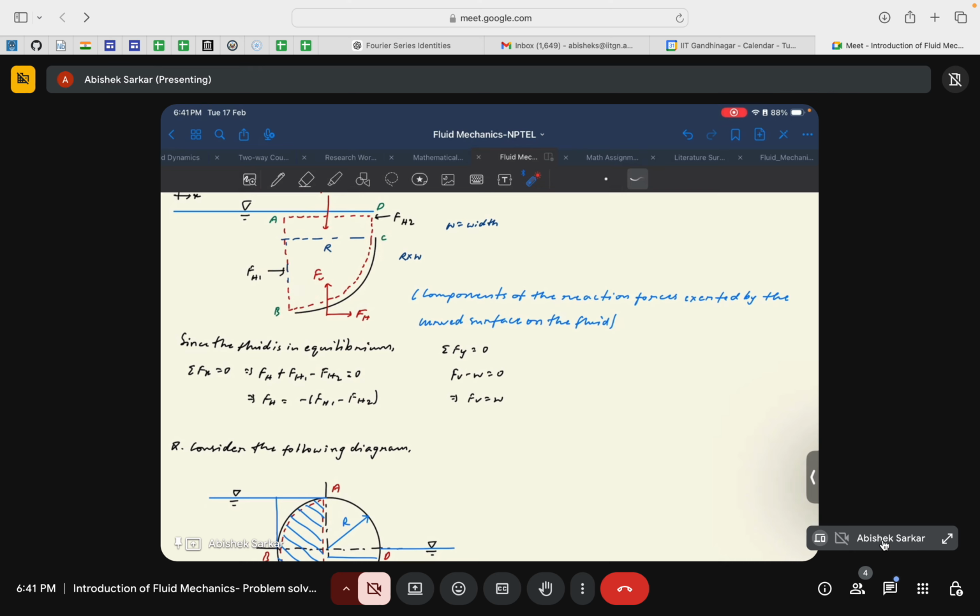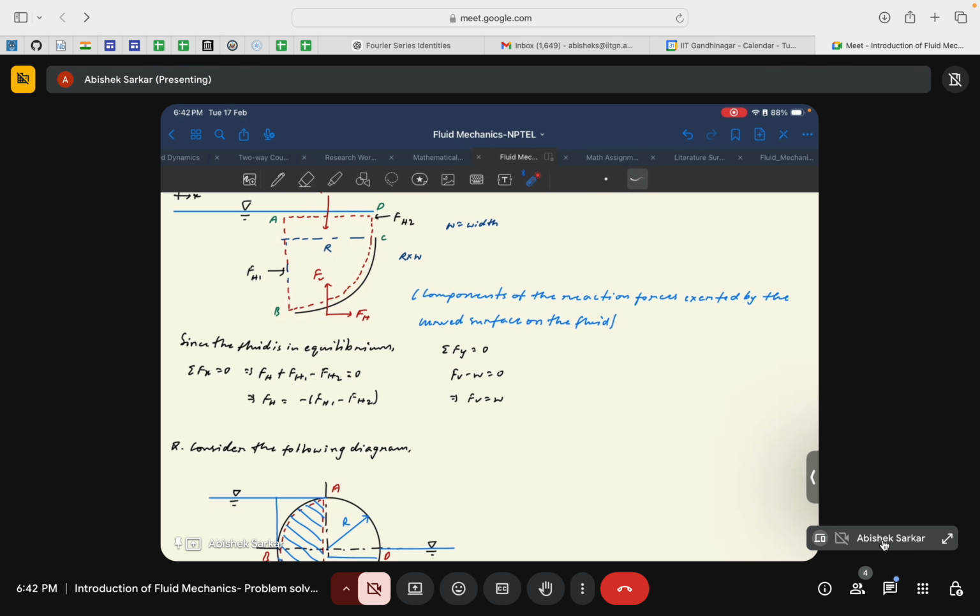And the vertical component is much simpler. The net force that acts along the vertical direction is balanced by the weight of the fluid engulfed by the curved surface. Whatever fluid is engulfed within this curved surface is balanced by the vertical force Fb.